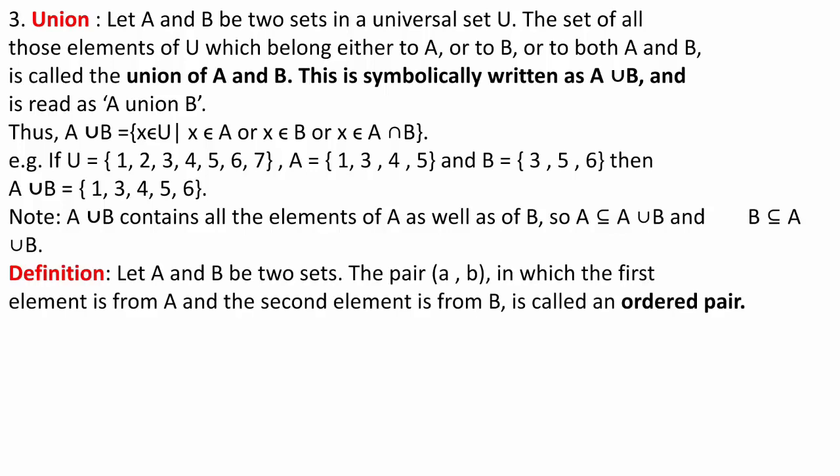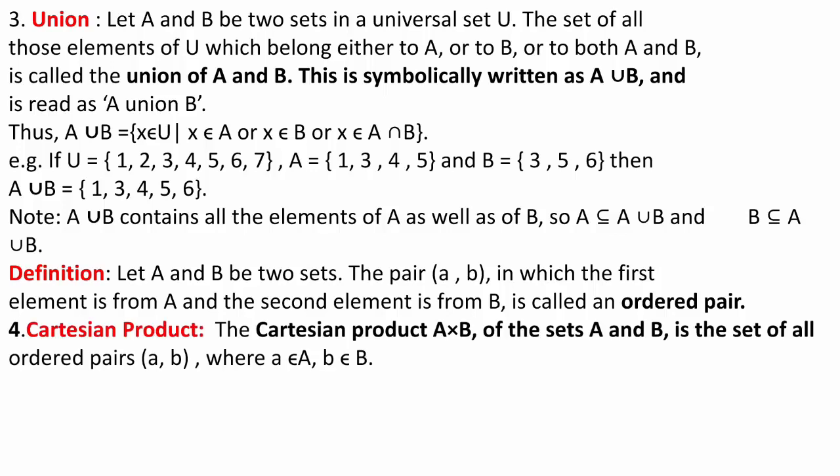We define ordered pair. Let A and B be two sets. The ordered pair (a, b), included in the bracket, in which the first element is from set A and the second element is from set B, is called an ordered pair.